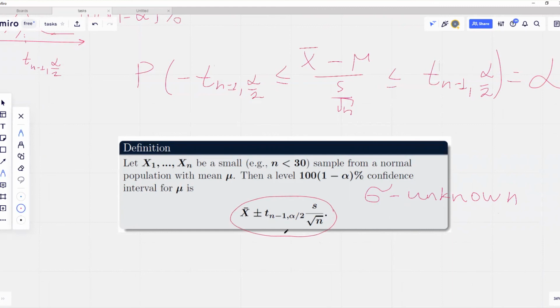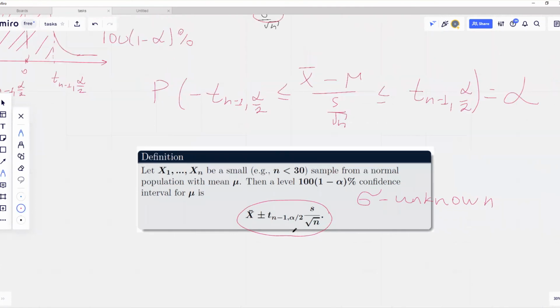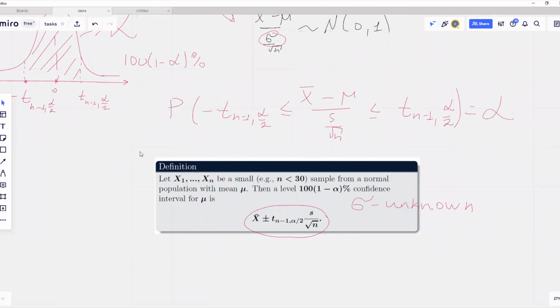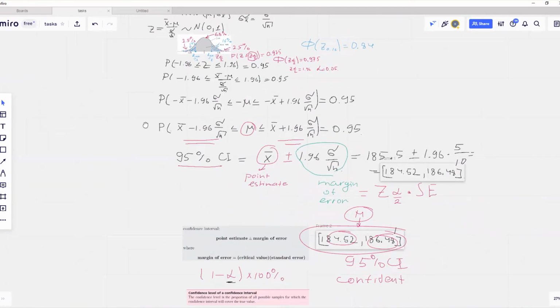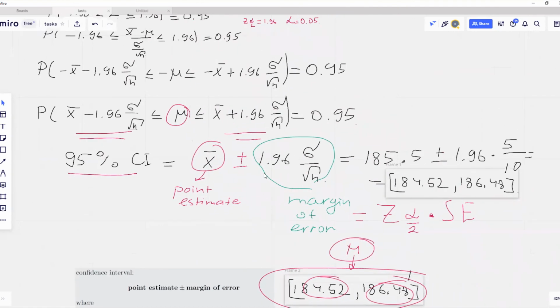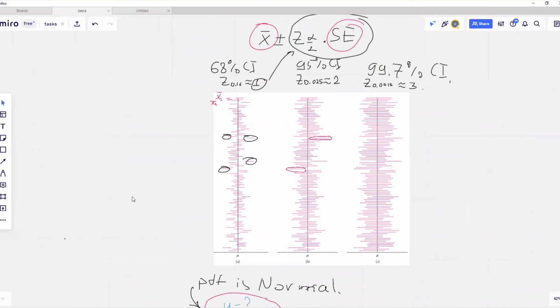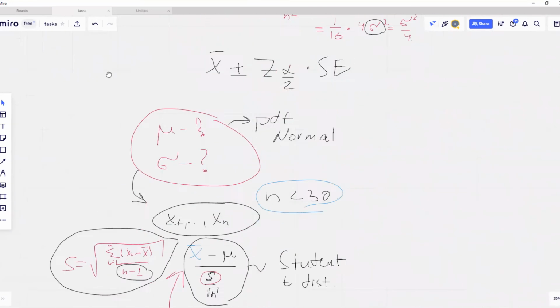Okay, so if we compare that to the way we have built confidence intervals in previous cases, the only difference is that now we use different critical values. We use quantiles from student t distribution, and we also replace sigma with s since population standard deviation is unknown.